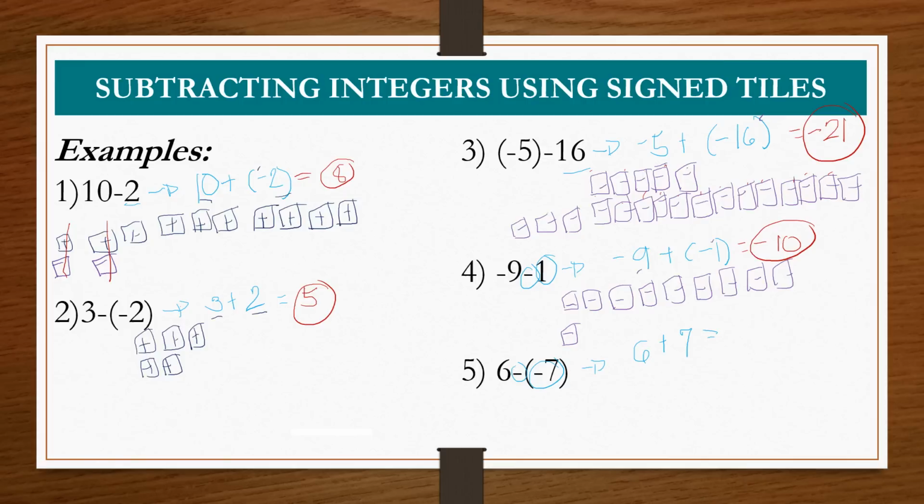But again, for the sake of the example, let us draw 6 positive tiles first. 1, 2, 3, 4, 5, 6 for this. So let's put the positive sign. And then another 7 for the subtrahend, or for the addend. 1, 2, 3, 4, 5, 6, and 7. Counting all of those tiles, we have a total of 13 tiles that are positive. So we have positive 13.